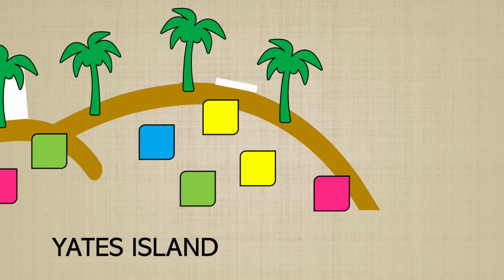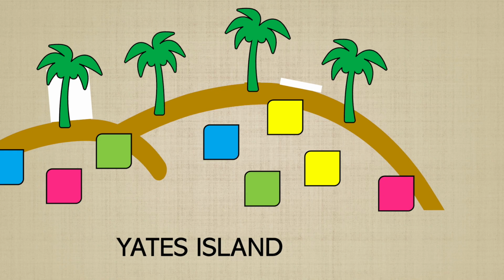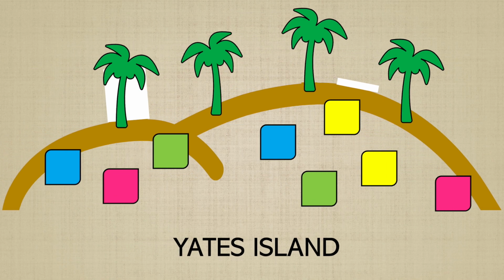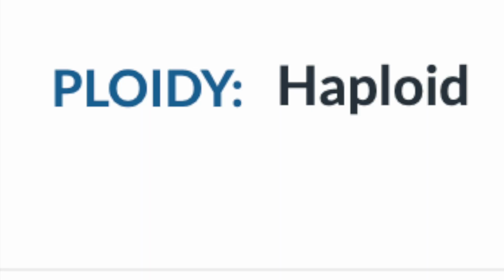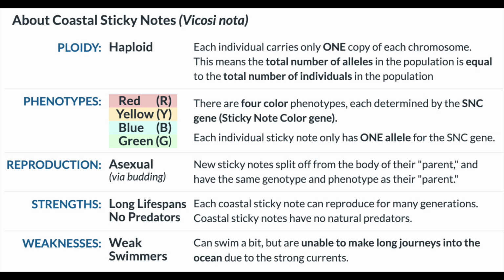Now, keep in mind that in this activity, while our species of interest is called coastal sticky notes, some of you may be using tokens in lieu of sticky notes just to save on paper. Now a bit about our coastal sticky notes. Ploidy. Each coastal sticky note is haploid. That means each individual carries only one copy of each chromosome, meaning the total number of alleles in the population is equal to the total number of individuals in the population.